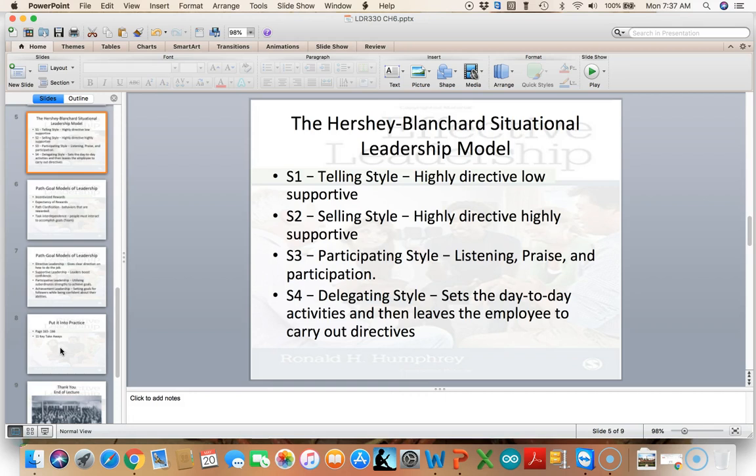The S3 participating style is listening, praise, and participation. I'm going to be one of the members of the team that implements this change in directing us moving forward. S4 is the delegating style. This is where you set the day-to-day activities, and then you leave the employees to either achieve or fail.